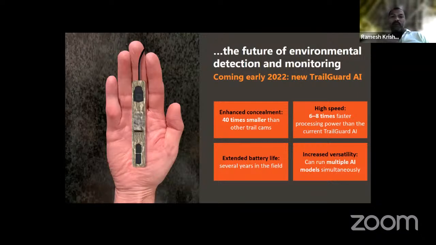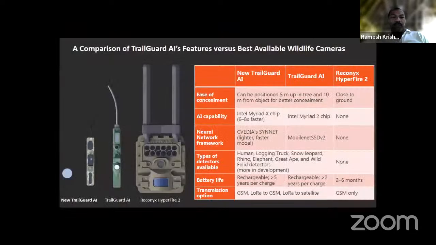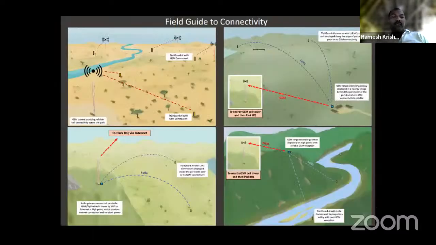It's 40 times smaller than the conventional camera trap that we have, 6 to 8 times faster than other camera traps, with several years of extended battery life, which is not available in other ones, and it can run multiple artificial intelligence modes simultaneously. As a comparison, you can see this existing camera trap, which is the Reconyx HyperFire. It's the one that we have. As compared to that, you can see the TrailGuard camera trap that we're talking about. So these are some of the big advantages.